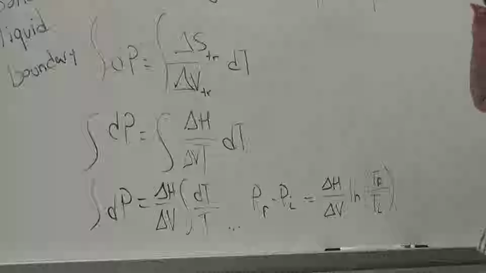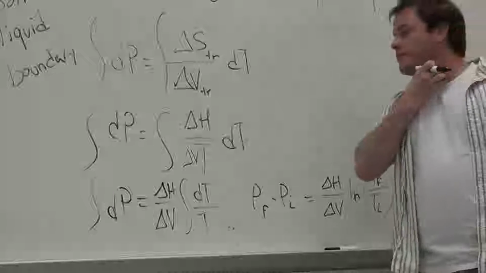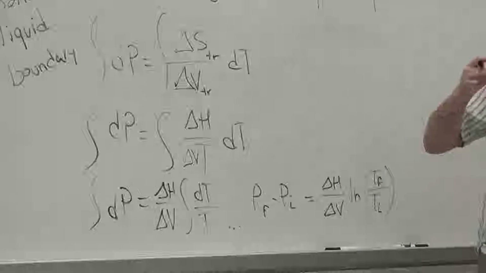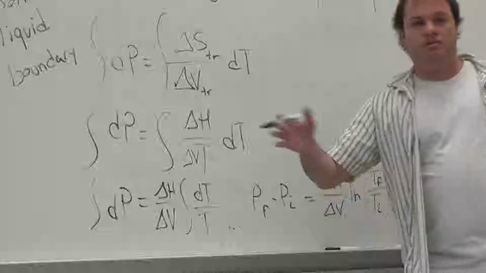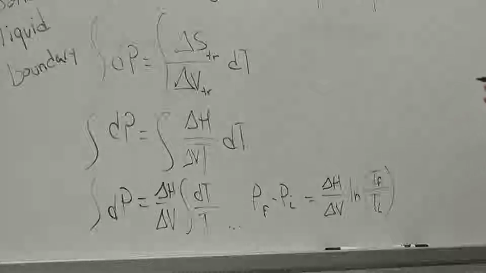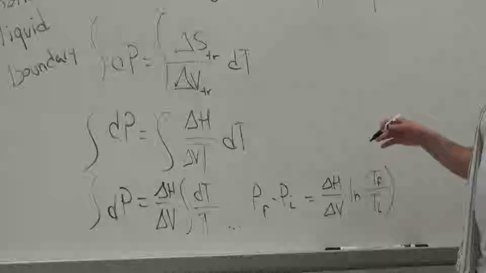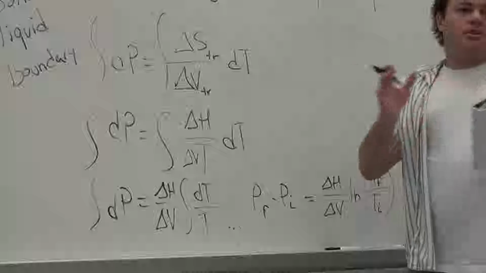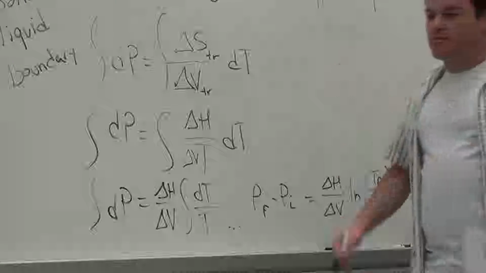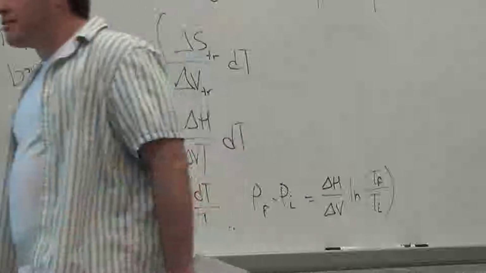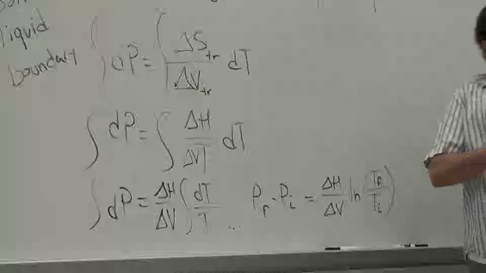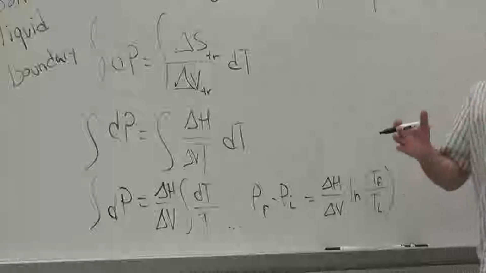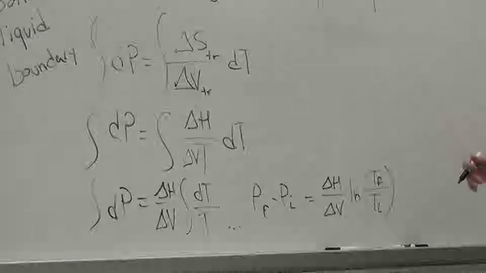So along the solid-liquid boundary, we're allowed to make this approximation that delta V, the change in volume, isn't necessarily a function of temperature and pressure, because solid-liquid volume changes aren't that subject to pressure and temperature change. You change the pressure of a substance very slightly, a solid or a liquid, its volume only changes a little bit. You change the temperature of a solid or a liquid, its volume only changes a little bit.